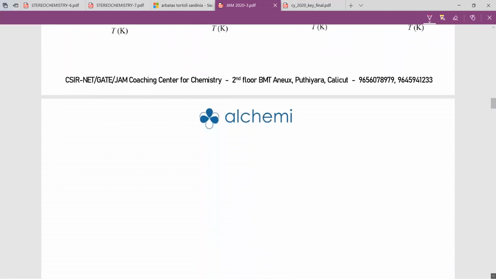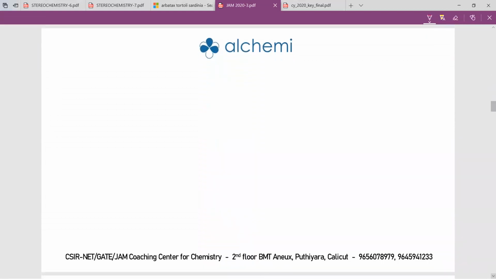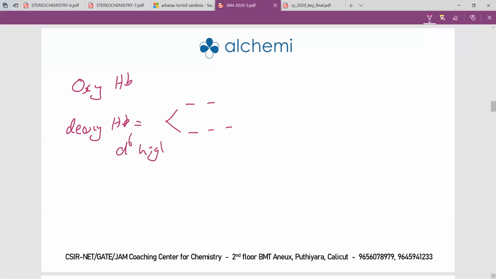First of all, we will discuss the magnetic property of oxy and deoxyhemoglobin. For deoxyhemoglobin, it's a high spin D6 system. High spin D6, that is the characteristic of deoxyhemoglobin. D6 means 6 electrons will be like this; this is the electronic configuration of deoxyhemoglobin. So it will be paramagnetic.